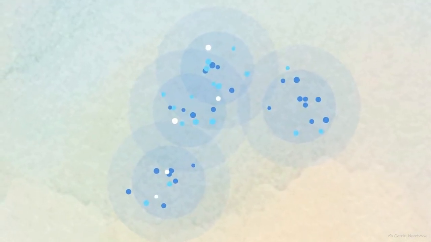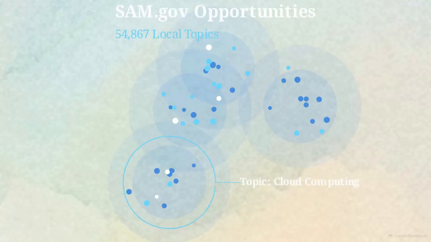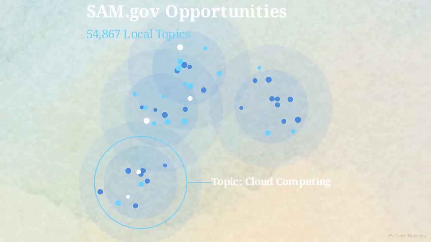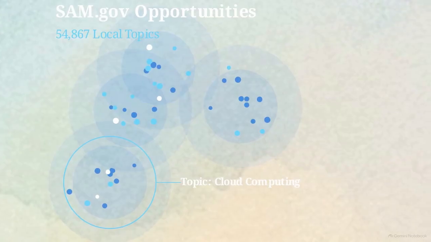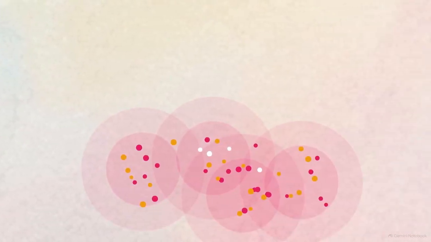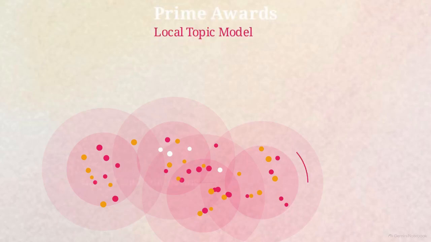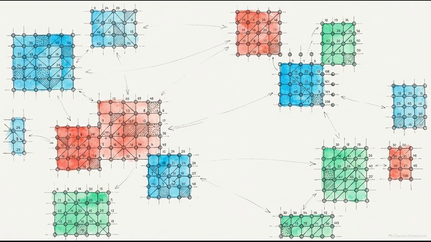Look at this vector map. These separated clouds highlight a specific engineering hurdle. Because these models are trained locally on specific datasets, they create isolated semantic silos. A topic discovered in SAM.gov opportunities has no inherent mathematical connection to a topic found in Prime Awards. Generating local semantic clusters is computationally straightforward. However, for system-wide retrieval, these clusters must be forced to speak the same mathematical language.